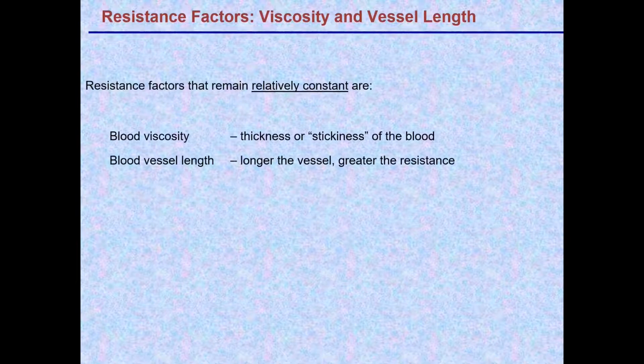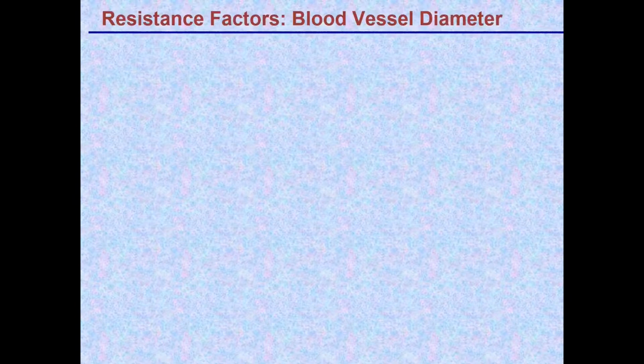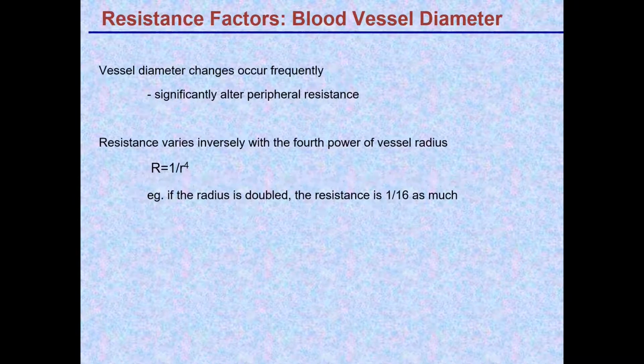Now, the things that are reasonably constant are the blood viscosity and the blood vessel length. But what can change, and can change quite rapidly at times in different areas, is the diameter of a blood vessel. It can be significantly altered by vasoconstriction or vasodilation. Constriction is when the smooth muscle around the blood vessel contracts, and so the lumen, the space inside the blood vessel, gets narrower and the radius is reduced.